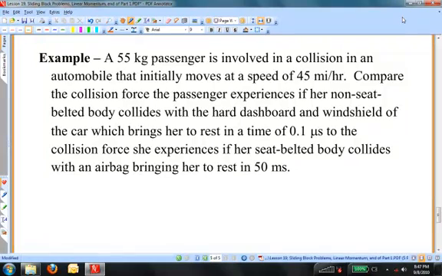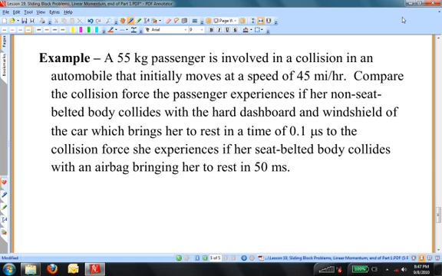A 55-kilogram passenger is involved in a collision in an automobile that initially moves at a speed of 45 miles an hour. Compare the collision force the passenger experiences if her non-seat-belted body collides with the hard dashboard and windshield of the car, which brings her to rest in a time of 0.1 microseconds. I want to compare that to the collision force she experiences if her seat-belted body collides with an airbag, bringing her to rest in 50 milliseconds. We want to compare the collision forces with the dashboard and with the airbag.